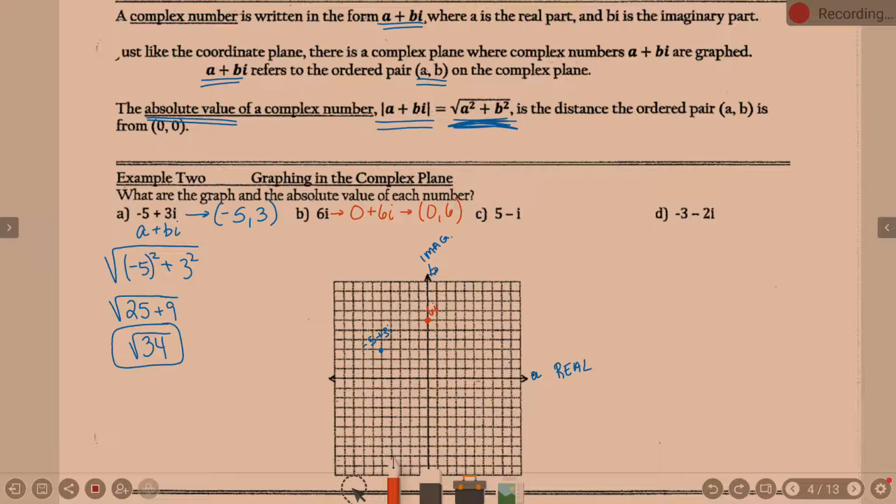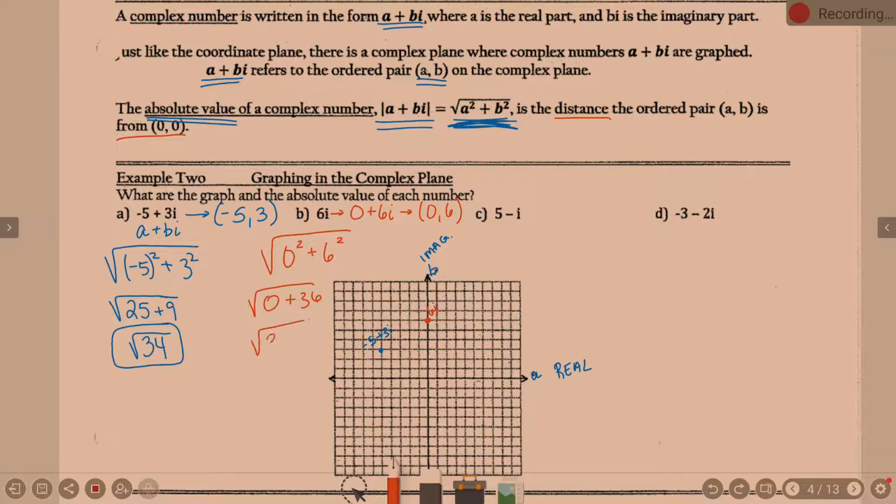Now, if I wanted to say you guys could do this one without using that formula for absolute value, would you believe me? Yeah. Because what is our definition of absolute value? Distance from 0. How far is this point 6i from the origin 0, 0? 6. It's 6 up, isn't it? Okay. Now, the math to prove it. If I do my square root of a squared plus b squared, so that's the square root of 0 squared plus 6 squared. Well, 0 squared is 0. 6 squared is 36.